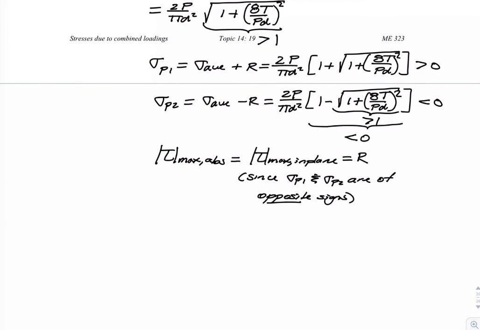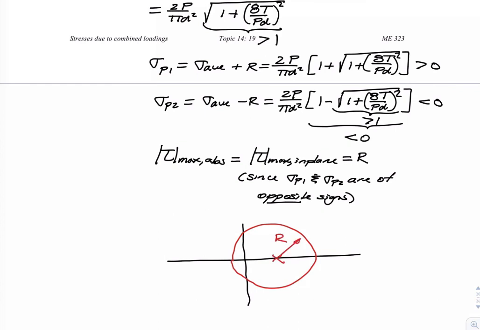To show this, I will draw the Mohr's circle the best that I can, and that's going to be a circle of radius R, which we've found. Of course, the center is there at sigma average. The first principal stress is sigma P1, and then sigma P2 again is negative because of the arguments that we gave above.